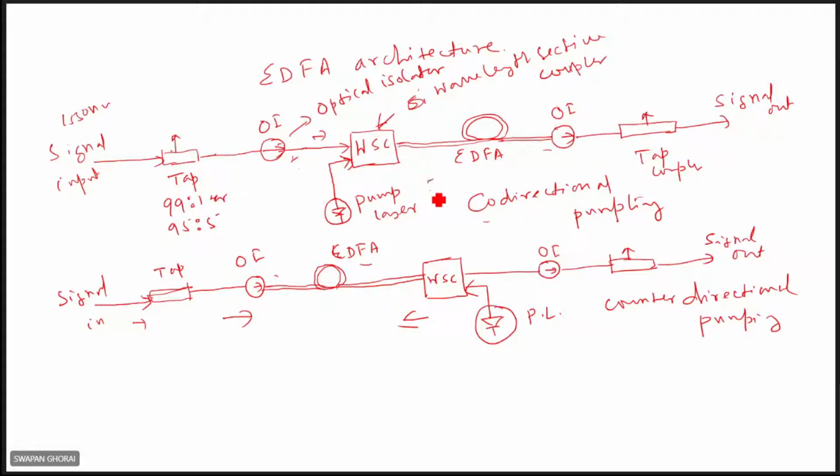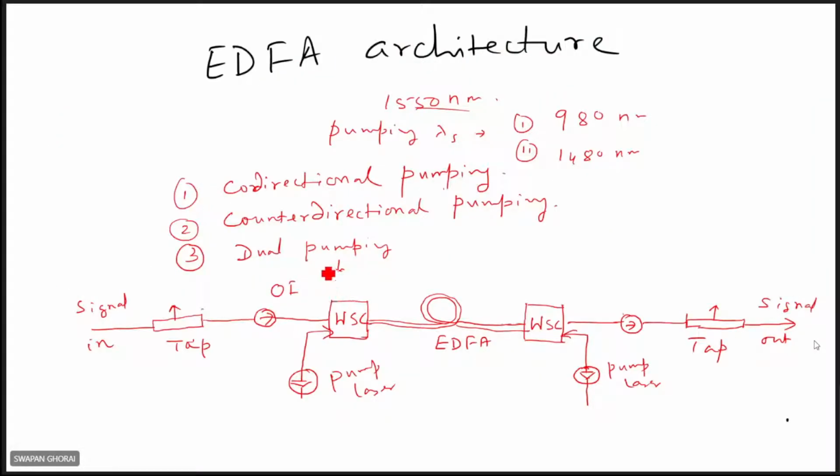Noise will be less in this case, and in this case gain will be more; you can have it. So regarding noise performance, this first one is preferred. Regarding gain, whenever high gain is required, the second architecture is preferred. And we can also have dual pumping. You see the third one, where both co-directional and counter-directional pumping are used. So both advantages you can have in this case: noise performance as well as gain, both can be achieved.